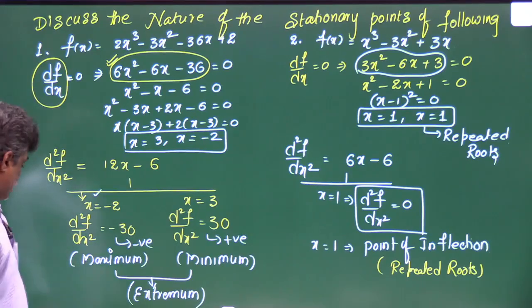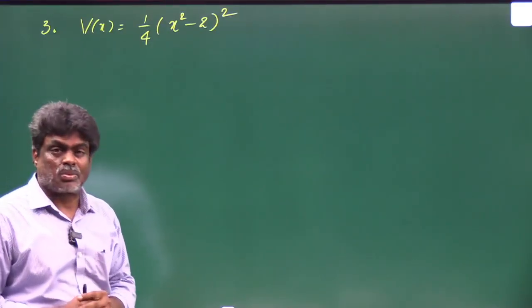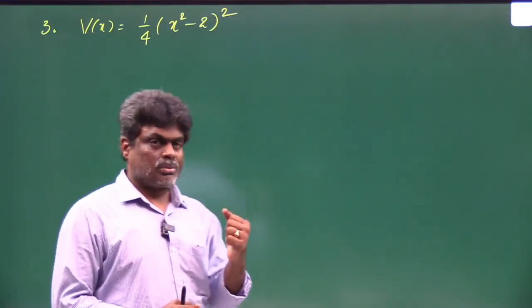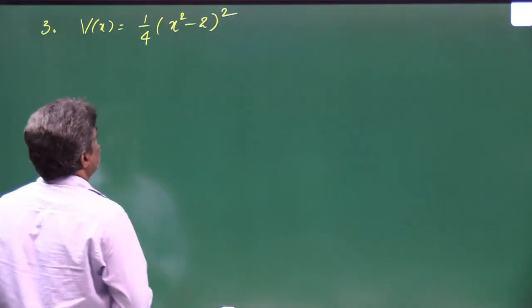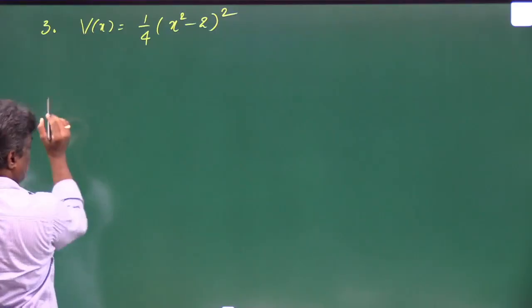So I hope you have completed. So the next one, a potential energy is given. V of x is equal to 1 by 4 (x square minus 2) whole square. So actually this was a previous GATE question, and they are asking what is the nature of the stationary points. Let us proceed the same process.